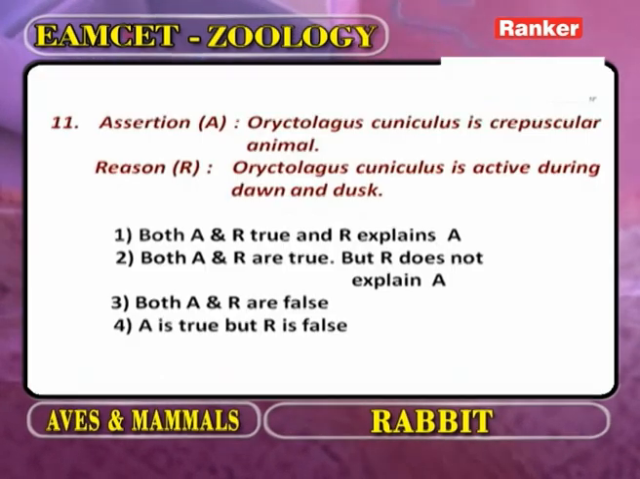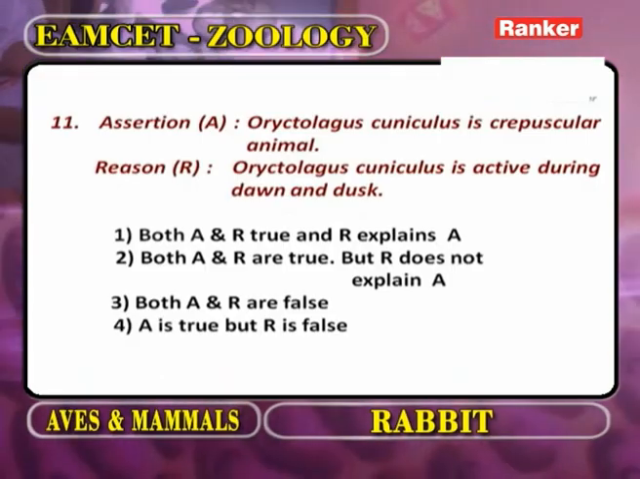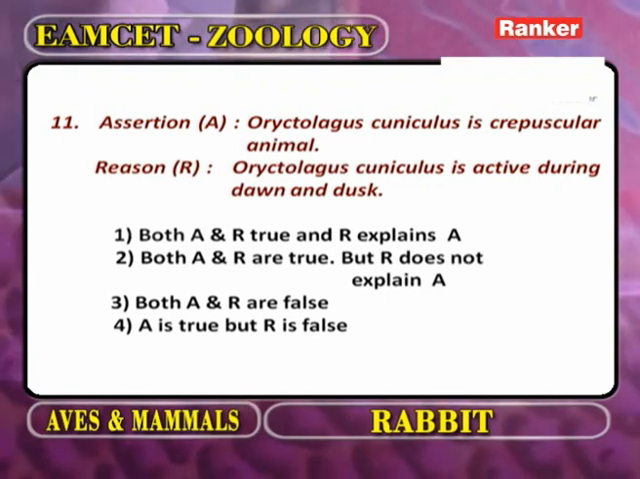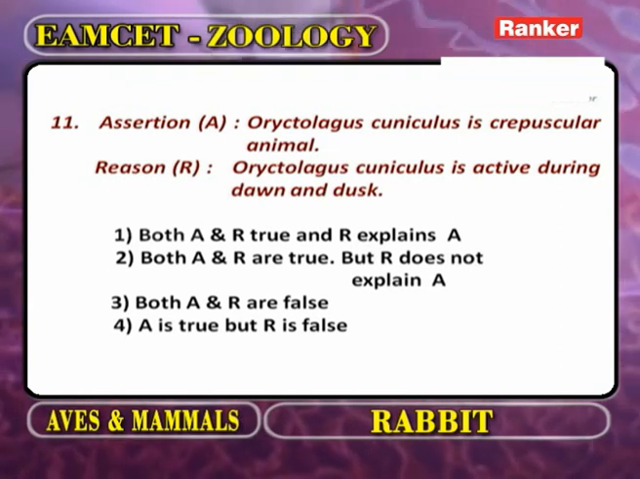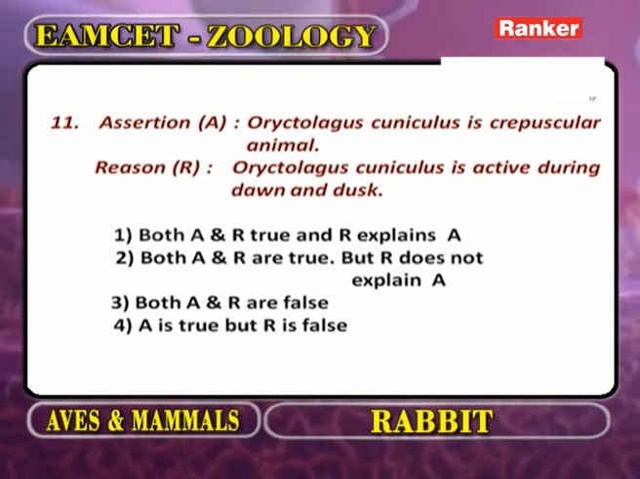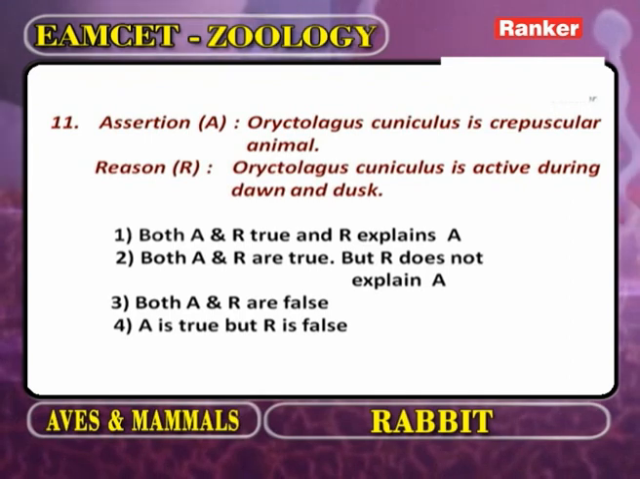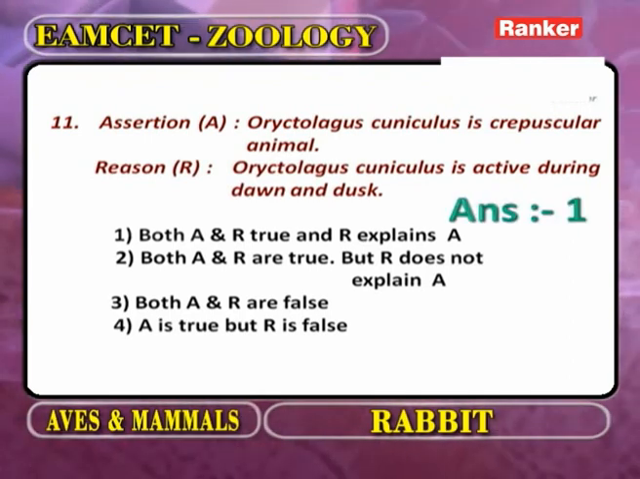Now based on this information, the rabbit is very active in the early hours of the day and in the evening time, so that it is crepuscular. Both are correct. Or explains A. Now we go for the next question.